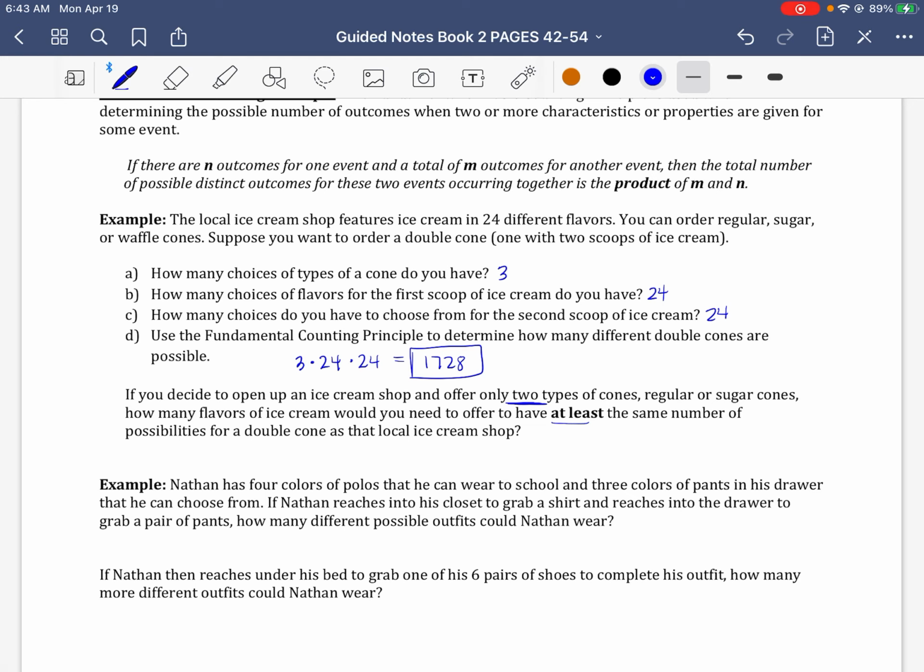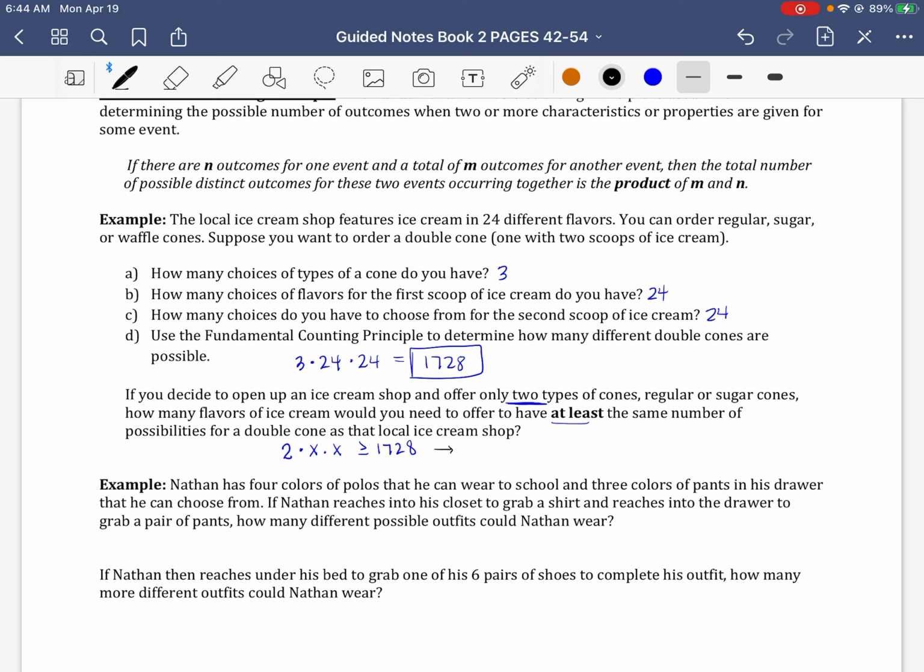Now, you can do this a couple different ways. A lot of my students will just guess and check. But if you think about it, using that fundamental counting principle again, you would have 2 there because there's 2 types of cones. And then you would have however many flavors of ice cream, and however many flavors of ice cream, that would be the same value, and it needs to be at least, so greater than or equal to 1,728. So again, guessing and checking, or we can just go ahead and solve this.